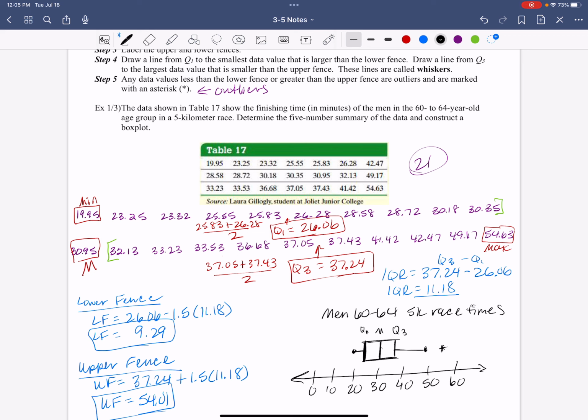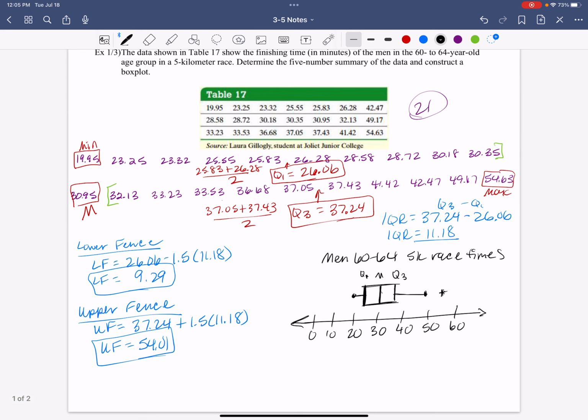All right, cool, right? We're taking what we learned previously and making a graph out of it so that we can look at this data not just as a big jumble of numbers, but put some value to it. Also, what did we learn last time? Whatever's in this box is 50% of your data. That is half of your data that's in there.